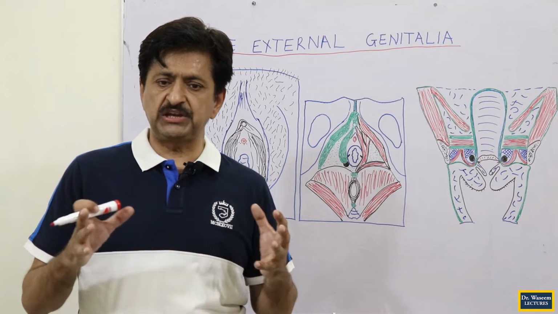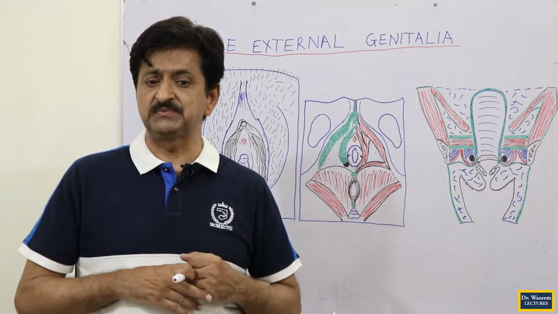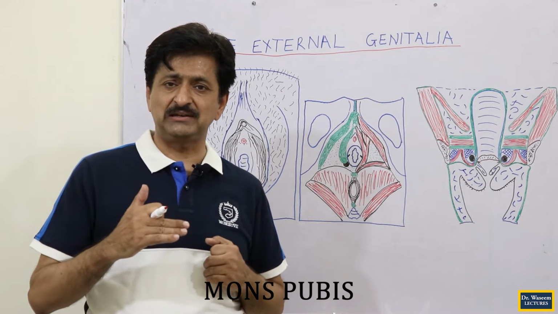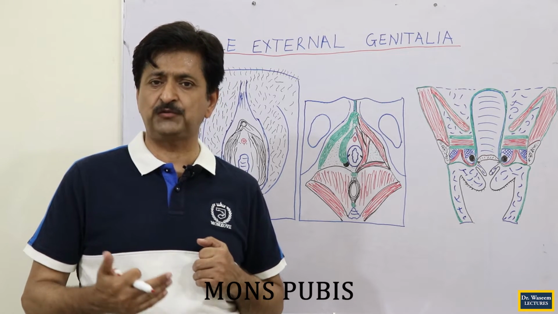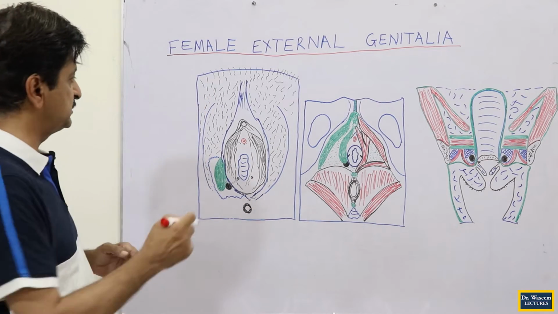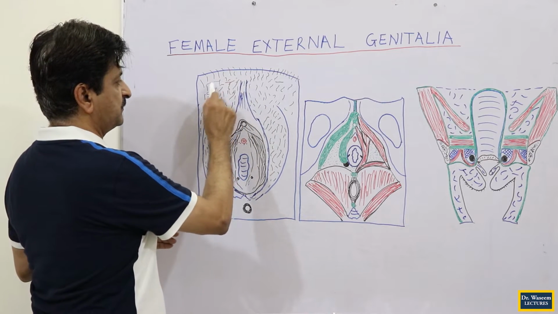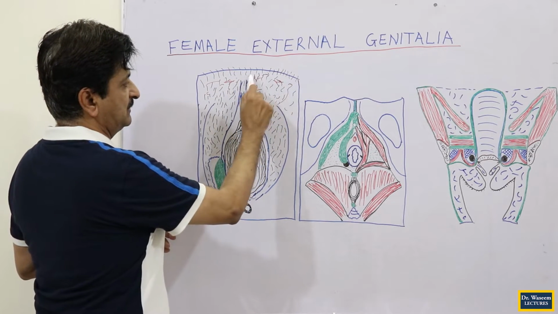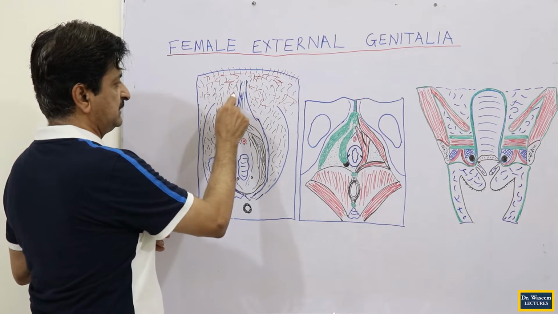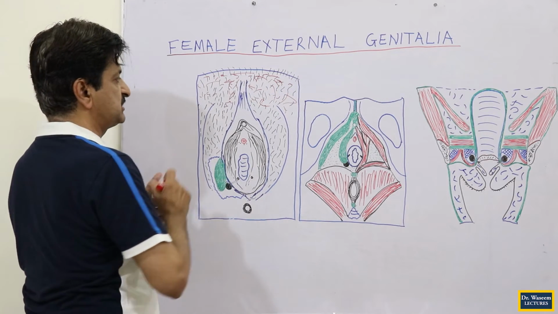And all these structures together, which we will discuss, for example one is called the mons pubis. The mons pubis is a collection of fat along with the overlying hairy skin in front of the pubic symphysis and pubic bones. You see in this diagram, this area is called the mons pubis. This is all hairy skin, with a lot of sebaceous glands, in front of the pubic symphysis and the pubic bones.